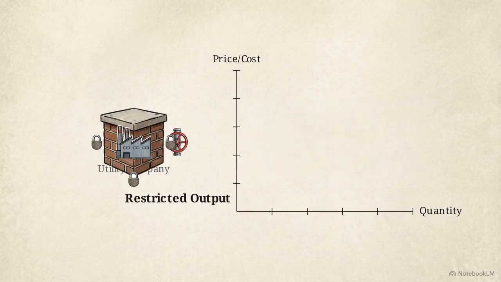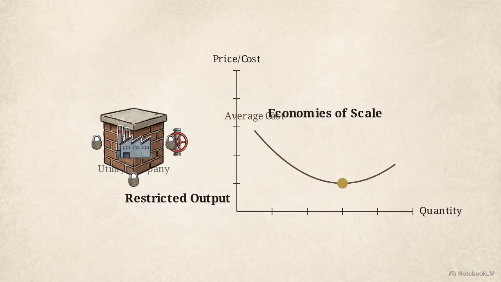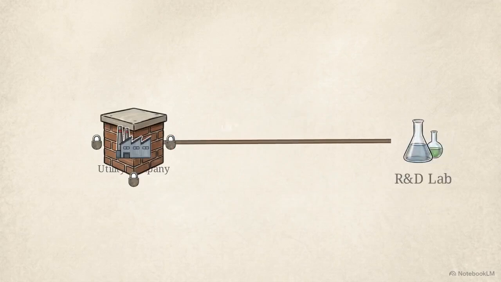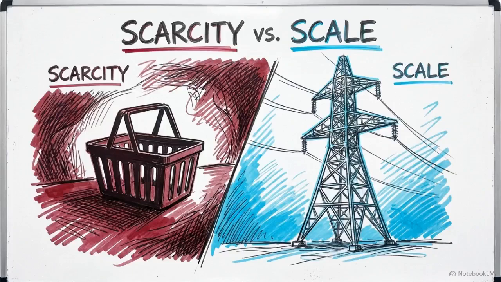By tightening output, they can push prices far above what it costs to produce the good, often while delivering poor customer service. However, operating at this vast scale offers specific societal benefits. A single utility provider achieves tremendous economies of scale, driving down the average cost of production. They can also standardize their services and funnel massive supernormal profits straight into expensive research and development. Monopolies sacrifice immediate market choice and price fairness to build massive infrastructural scale and concentrate wealth for technological investment.